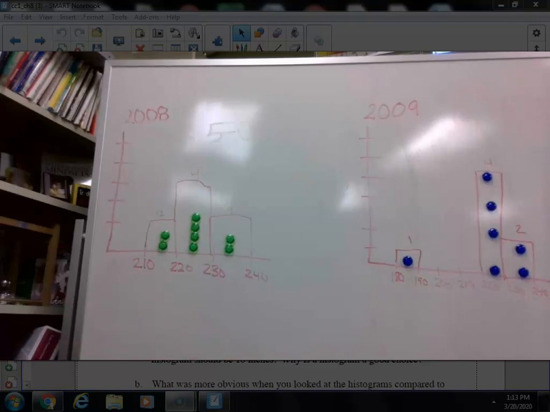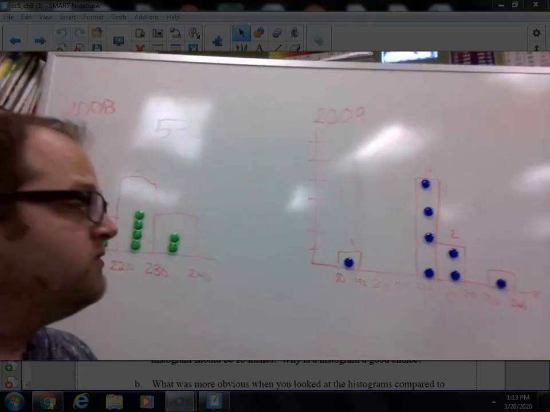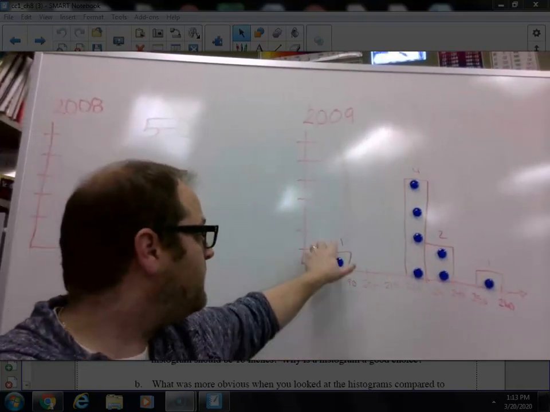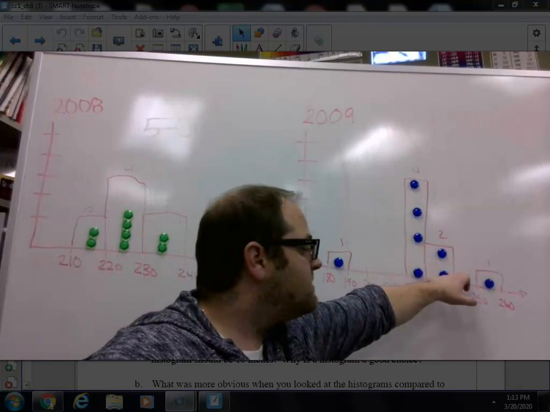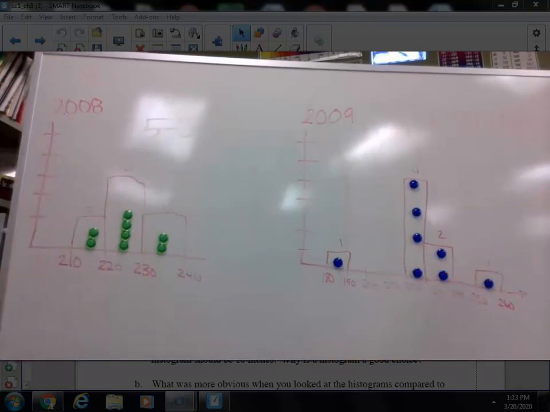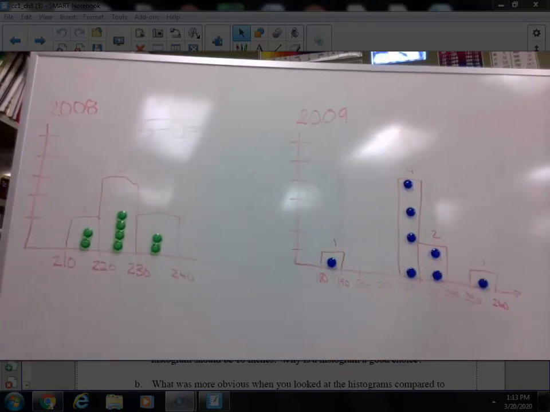So question B just asked what are some obvious things you notice about your histograms. Ms. Lanza and I discussed with you some things that we saw, so maybe you can come up with a couple other things. One good thing to always have in your histograms, like Ms. Lanza has here, is the number of data points that are in each bin.